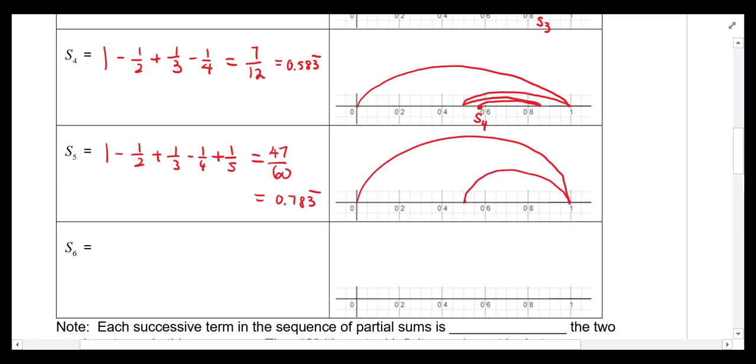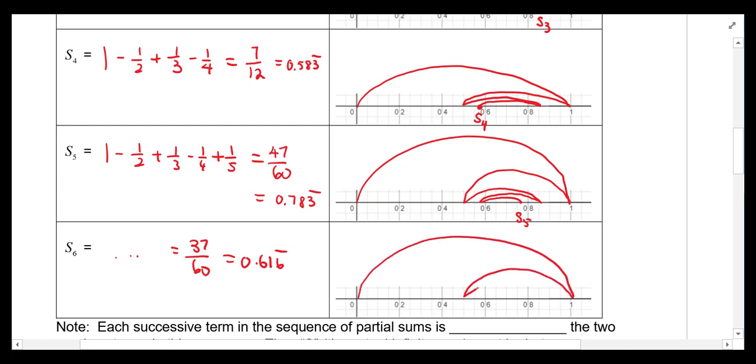Then what do I do after that? Oh, whoop. And back here, whoop. And then now to 0.783. So whoop, boom. Here is S sub 5. And finally, I'm not going to write this out for you. I'm just going to say dot dot dot. It's equal to 37 over 60, which is approximately 0.616 repeating. So last one here, we go whoop, whoop, and then back here, whoop, and there's S sub 6.